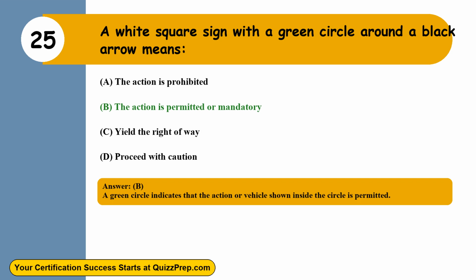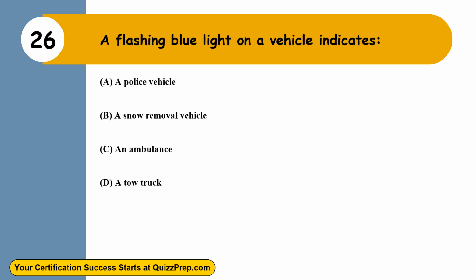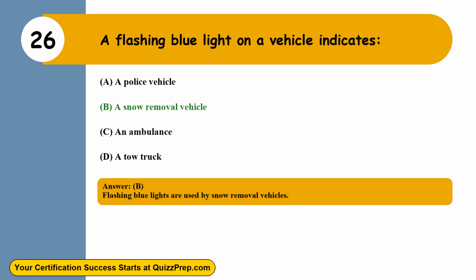A green circle indicates that the action or vehicle shown inside the circle is permitted. Question 26. A flashing blue light on a vehicle indicates: Option A, a police vehicle. Option B, a snow removal vehicle. Option C, an ambulance. Option D, a tow truck. The correct answer is option B, a snow removal vehicle. Flashing blue lights are used by snow removal vehicles.